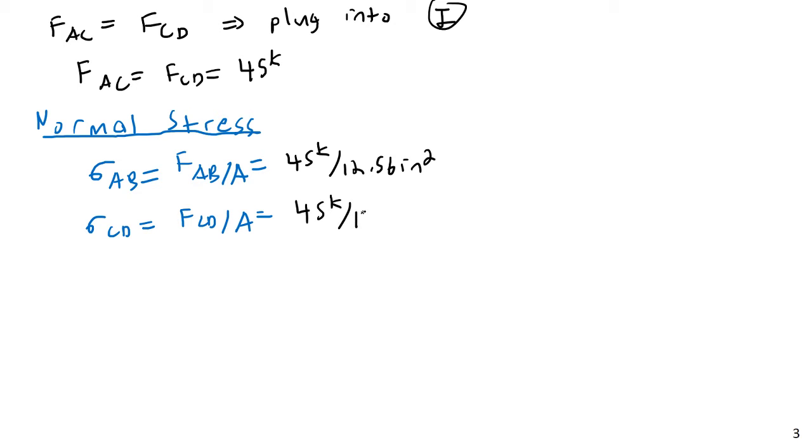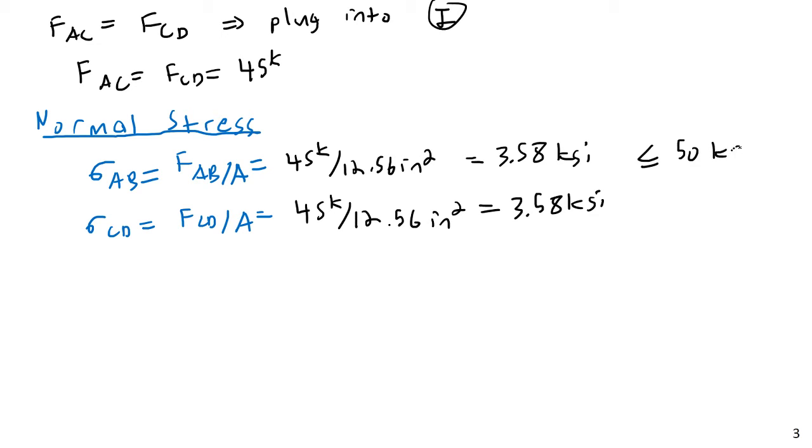These are both the same again because they have the same loads and they're the same rods basically. Equals 3.58 KSI. So we're going to be well under the yield stress. And also 3.58 KSI. And so both of these are less than or equal to 50 KSI. So yes, our assumption is valid, and we are perfectly fine. So by finding these stresses, we have achieved our goal.